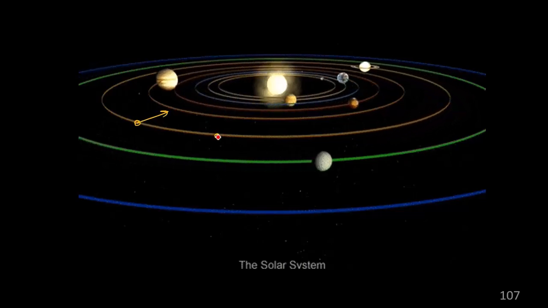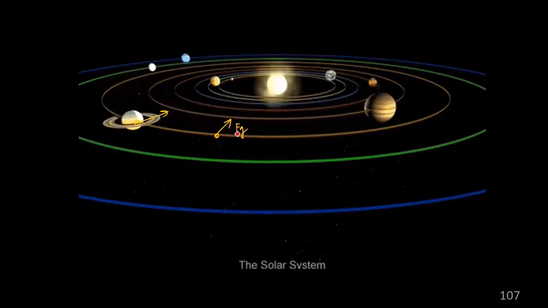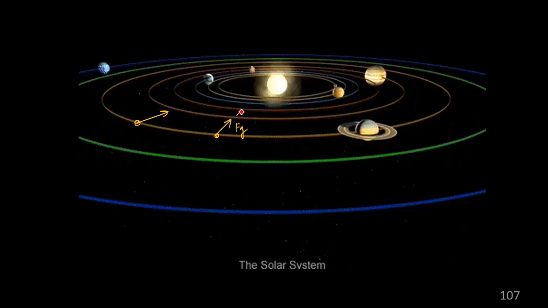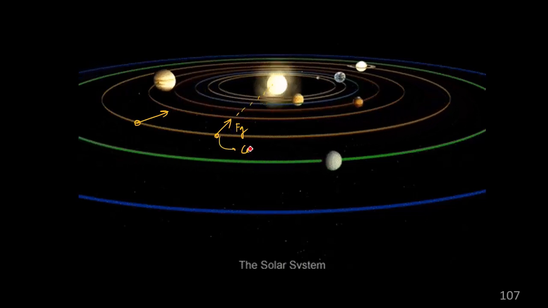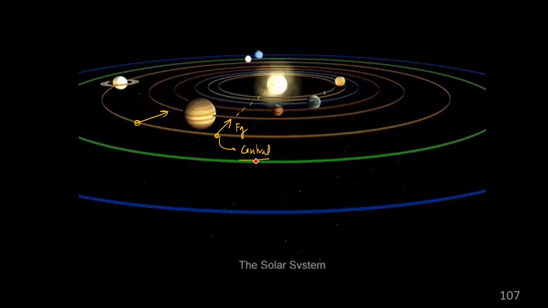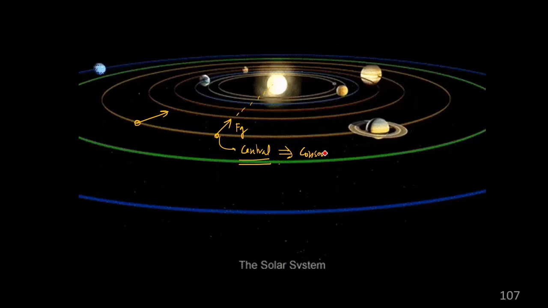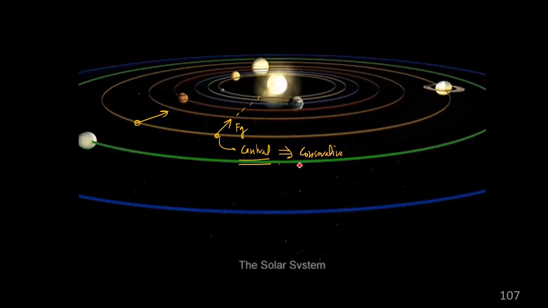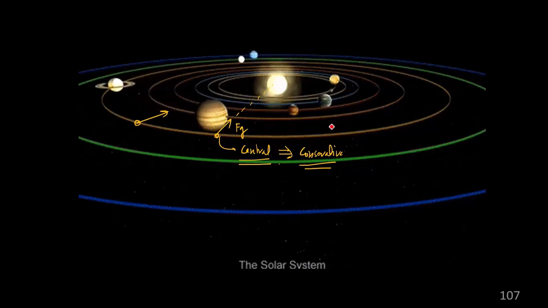Whatever the location, the force is always toward the sun. So this is the force of gravity through which they are bound. This force passes through the center of the sun, which means it is a kind of force known as the central force. If this is a central force, then it is a conservative force. All central forces are conservative forces.